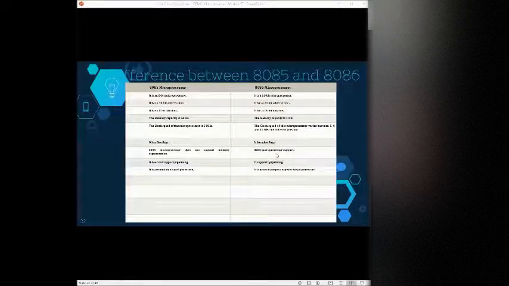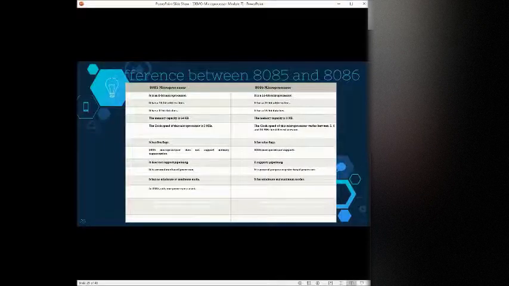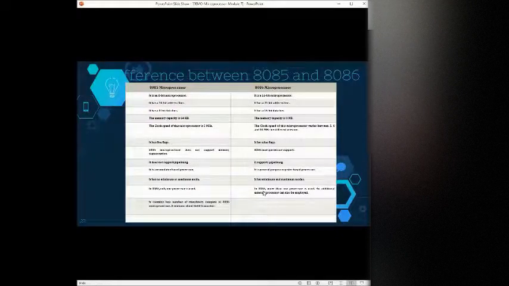Okay. Next, the 8085 has no minimum or maximum mode, while the 8086 has minimum and maximum modes. Later on, we'll know what maximum and minimum modes are. In 8085, only one processor is used, so it has no minimum or maximum mode. But for 8086, more than one processor is used. An additional external processor can also be employed. Later on, we'll explain the minimum and maximum modes.